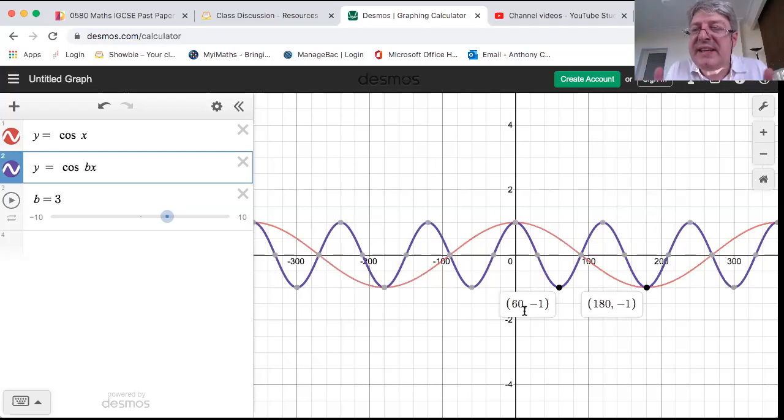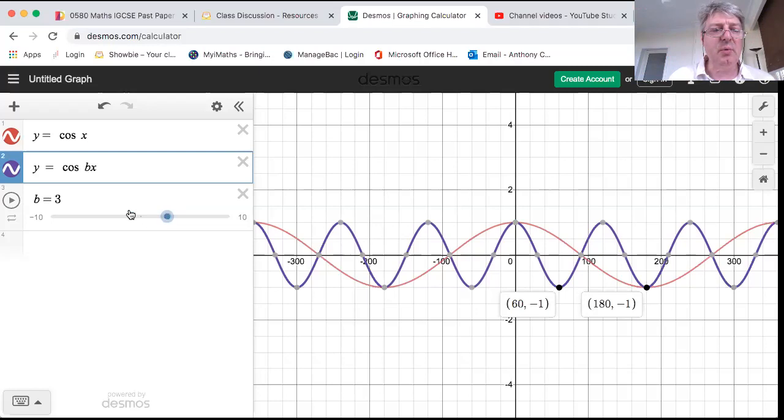Okay, it concertinas, it pushes the purple graph in towards the origin and squashes it all up, and you get 3 times as many full cycles as you did in the original curve. So that's what we call a stretch in the x direction. And now, of course, I'm going to stop it there because that's all that's required at this stage. So that's the second form of transformation. That is called a stretch in the y and the x direction.